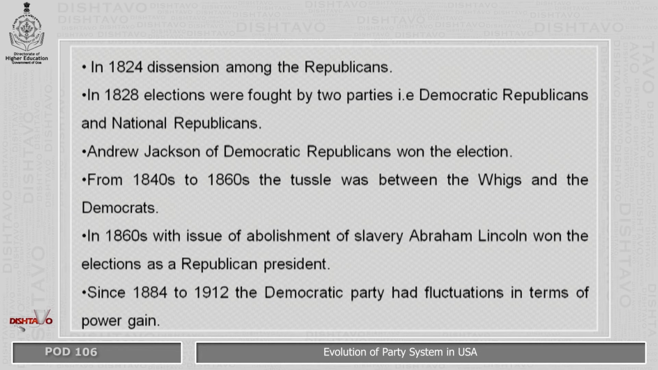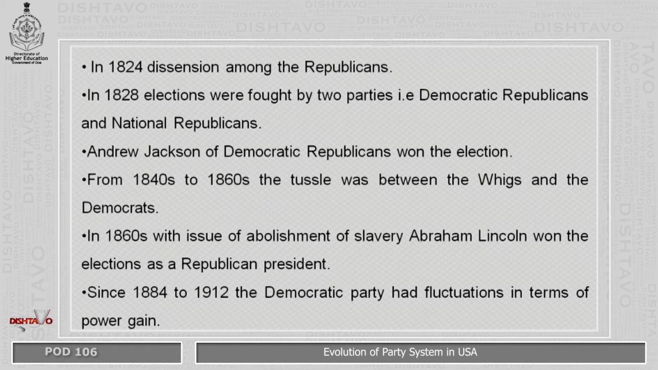It was Andrew Jackson of the Democratic Republicans who won the election during that time. From the 1840s to the 1860s, there was a tussle between the Whigs, who again had their origins in the anti-federalists, and the Republicans and the Democrats. Even the Democrats have their origins in the Republicans. In the 1860s, with the issue of the abolition of slavery, Abraham Lincoln won the elections as a Republican president, and he carried out his presidential tenure for two periods.